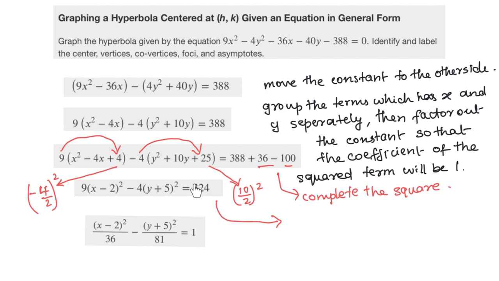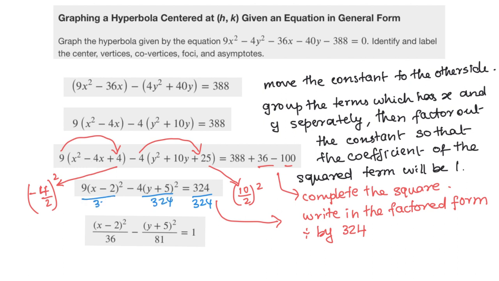So divide each term by 324. So if you divide by 324, this will cancel and you will get that equal to 1. And 324 divided by 4, that is 81, and 324 divided by 9, that is 36. So this is the equation of the hyperbola.